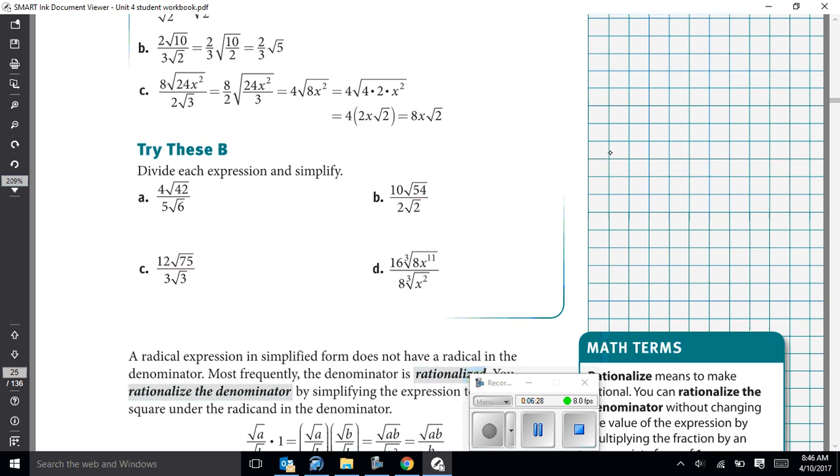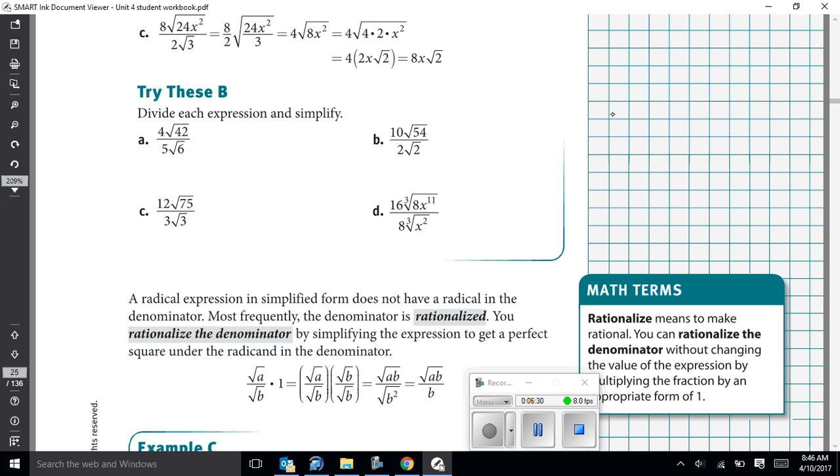Alright, so in A, we want to divide each expression and simplify. So in A, what are we going to do with the numbers that are outside of our radical? We're going to divide them. So we have 4 in the numerator, 5 in the denominator, and we're just going to make those into their own special little fractions. So 4/5.